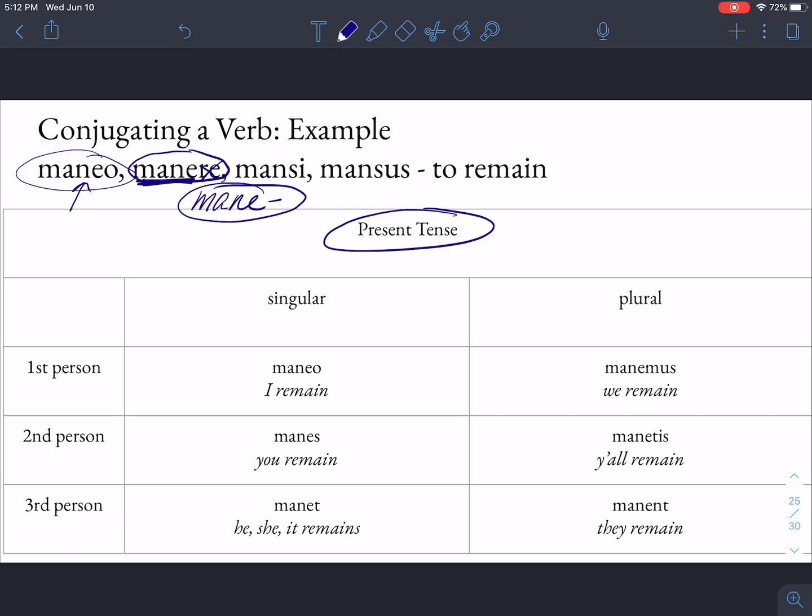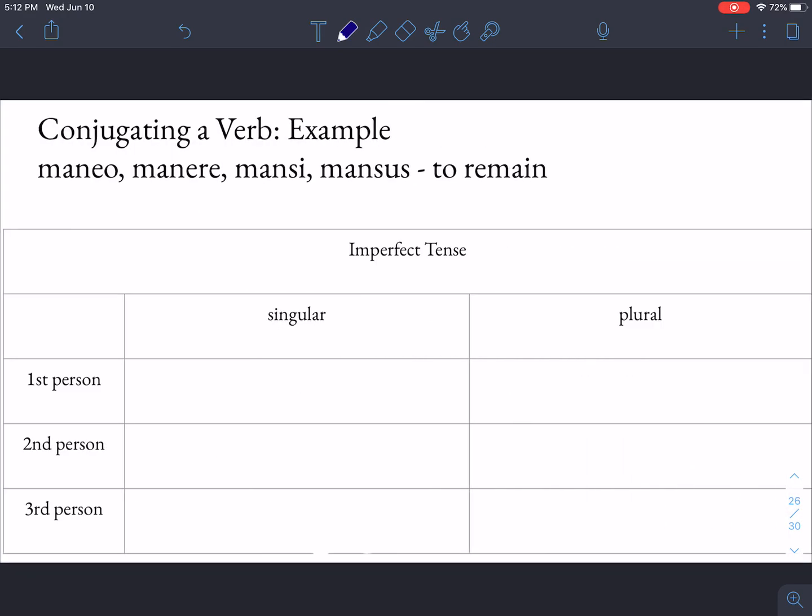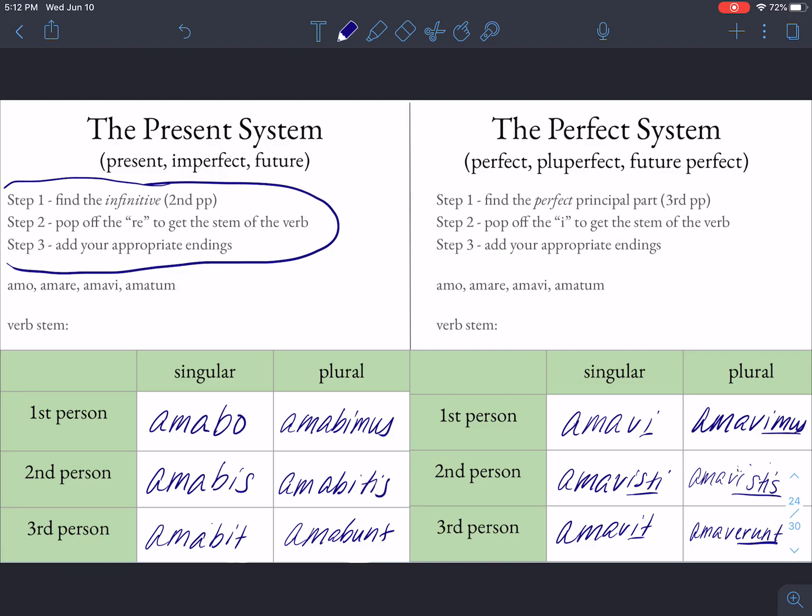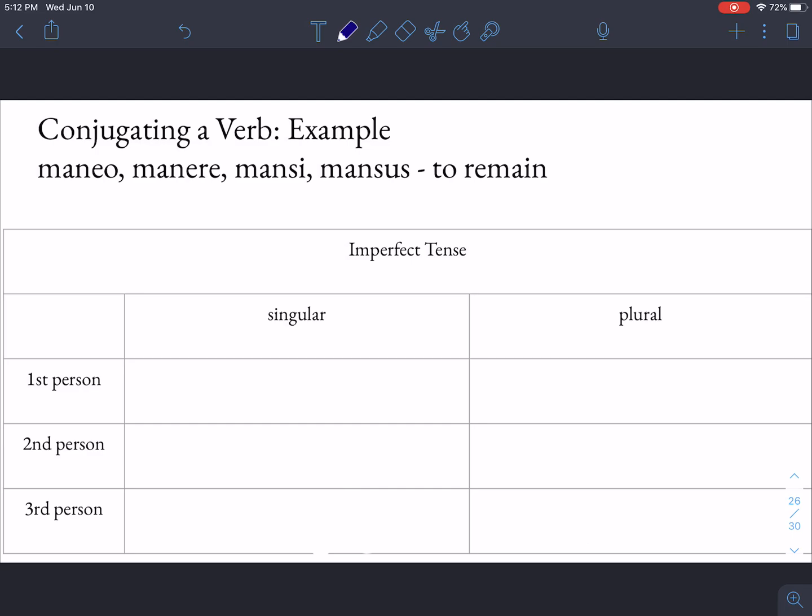All right, so we just did it in the present tense. Now we're going to do it in the imperfect tense. And remember, the imperfect tense is part of the present system, so we're going to use these steps. Go to the second principal part, the infinitive that ends in re. Drop the re and what you're left with is the stem of the verb. So now we've got our stem, and we add our imperfect endings, because that's what we're being asked to do. So mane bam, I was remaining.